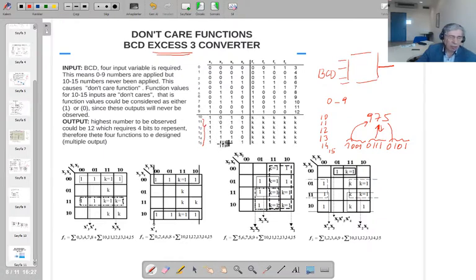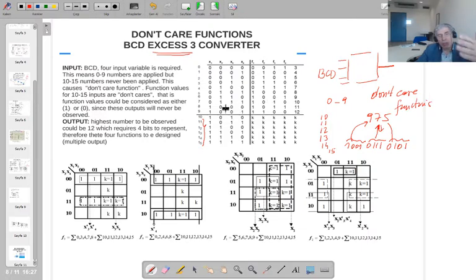non-applied inputs. So these are the don't care functions. So part of this truth table has got unused inputs and the don't care values for the functions.